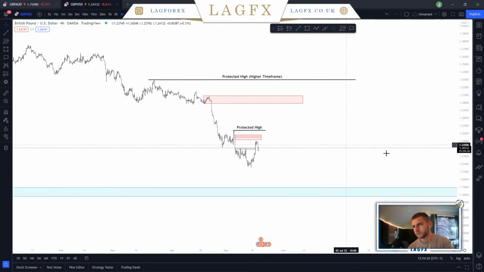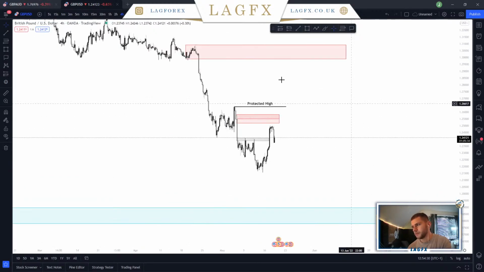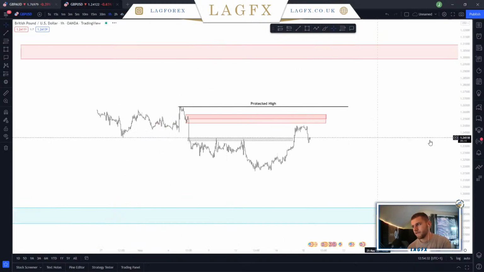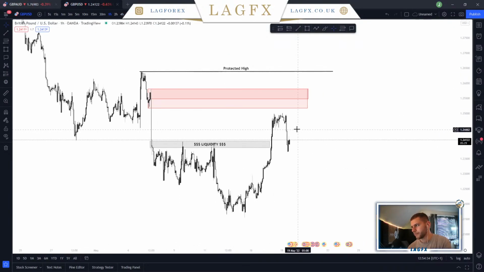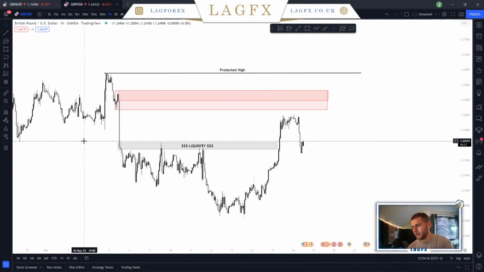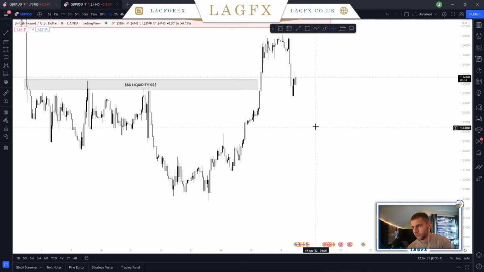So arguably it has been fairly hard to get involved on this market, but as of right now, because we have cleared that liquidity, but we have also displaced the high, because in the scheme of things we've had impulse, correction, impulse, breaking that is a break of what should have been a protected high. So we have got confirmed bullishness.